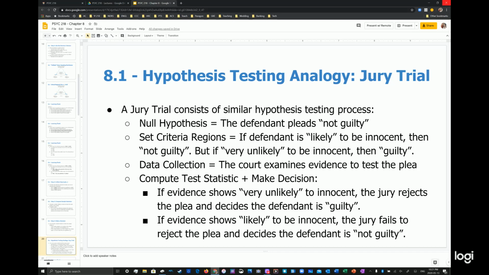So here's an analogy then of hypothesis testing. Again, we talked about jury trials and criminal cases along with medical cases and your studies and whatnot, but this time we're going to use a jury trial. Again, you might remember me talking about the whole innocence until proven guilty thing. This is the analogy we're going to use.